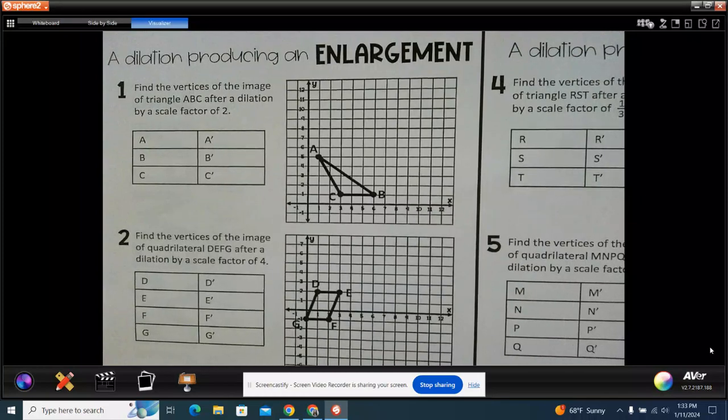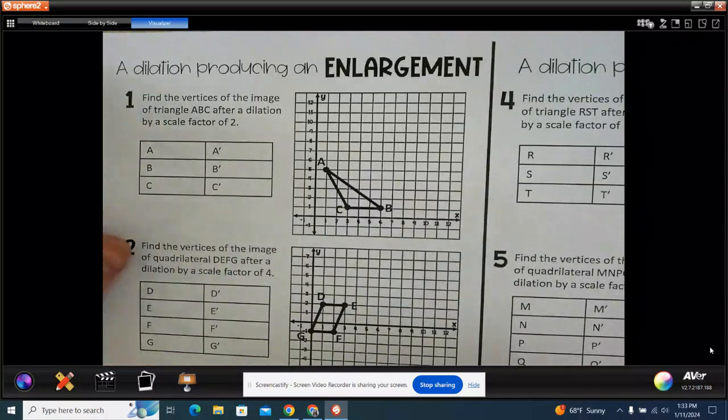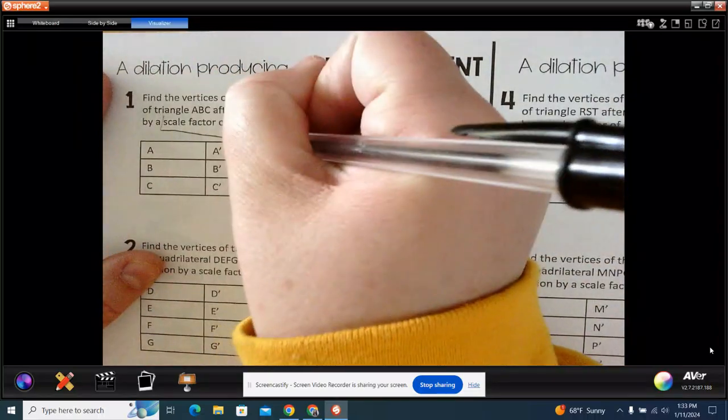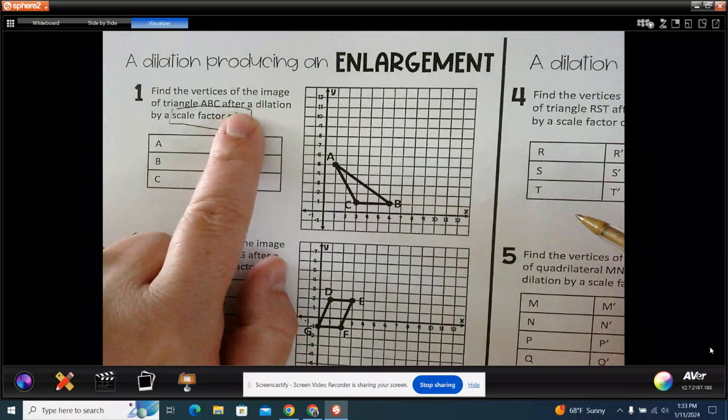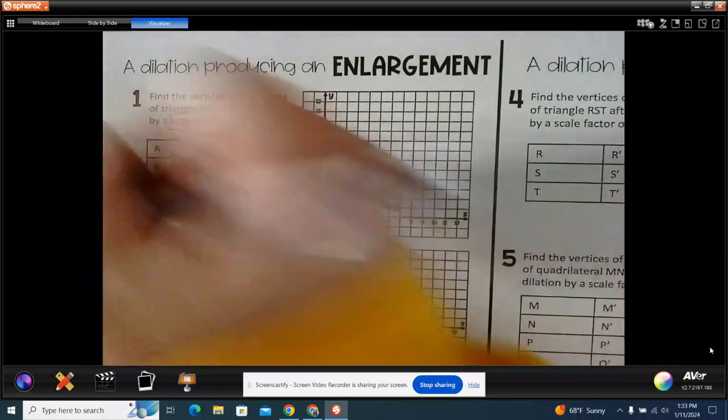All right, today we're going to look at dilation. So dilation is taking an image and enlarging or reducing the image. So first we're going to look at enlargement. We're going to use a scale factor of 2 for our triangle and dilate it. So scale factor means we're going to multiply by 2. We're going to multiply all the points by 2.